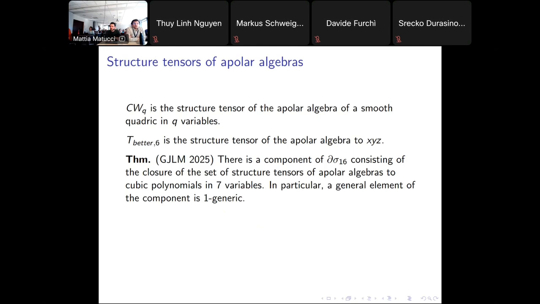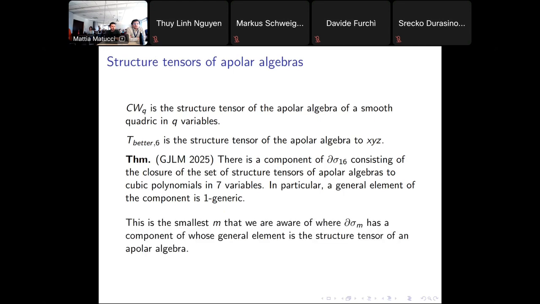So here, the general element of the component is one generic. And like I said, to be honest, I was surprised there are components of the boundary that are not one generic, generically. And this is the first m where we know of a component of the boundary where the general element is the structure tensor of an apolar algebra. We've been calling these kind of atomic tensors. So this is sort of the first atomic component of the boundary.